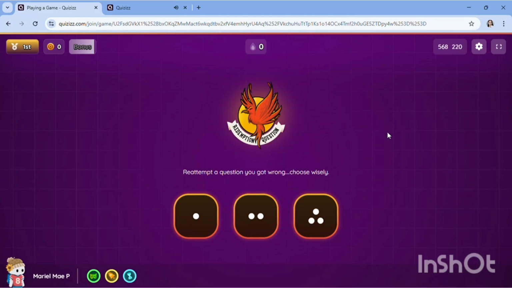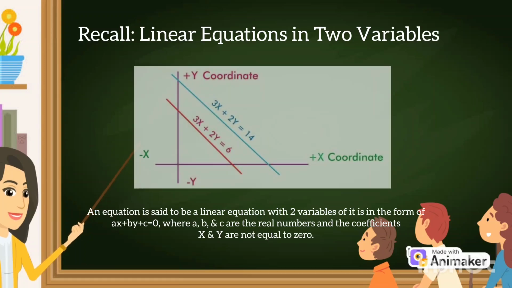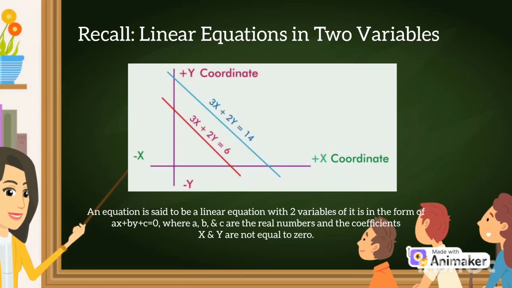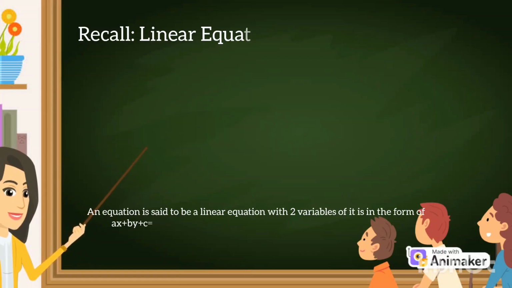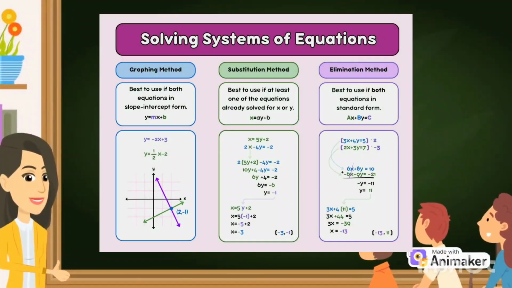of the three boxes. To recall, an equation is said to be a linear equation with two variables if it is in the form of ax + by + c = 0. So there are three methods in solving systems of linear equations. We have the graphing method, the substitution method, and the elimination method. But today we're going to focus on the substitution and elimination methods. Alright, so let's take a look at how these methods differ.